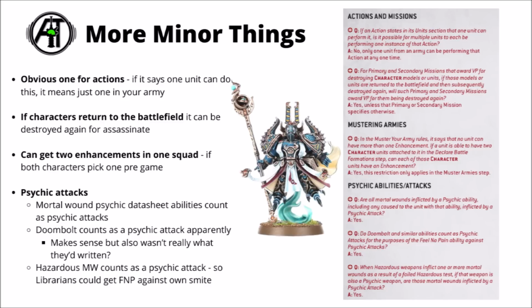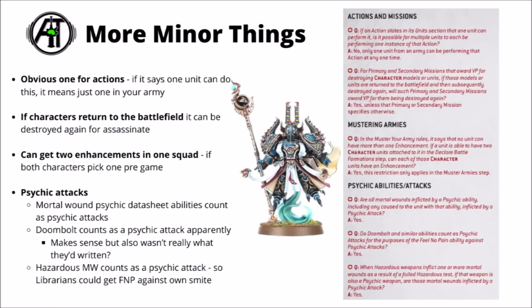And then there's a few clarifications to psychic attacks and abilities. A few of these I think are kind of interesting. The hazardous mortal wounds that you get from, say, a smite attack counts as a smite attack against the own character that used it, so I guess that means that things like librarians will get their own feel no pain against their smite. I guess that feels like it's got a bit of in-universe sense.